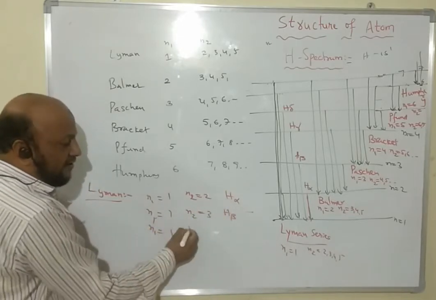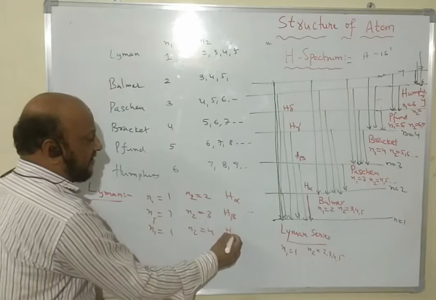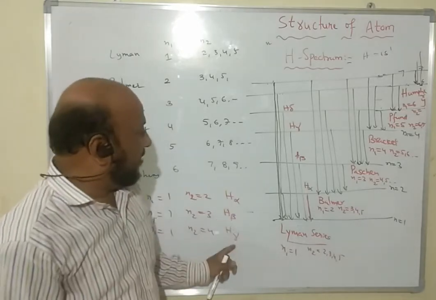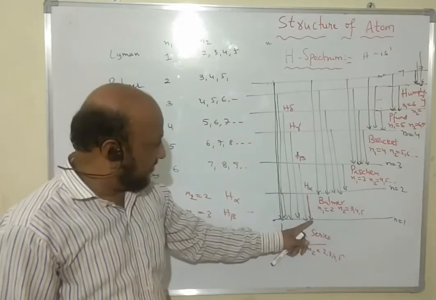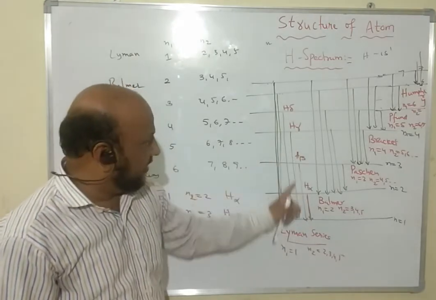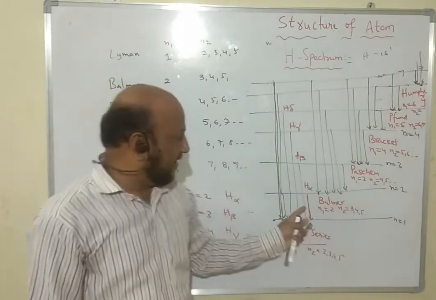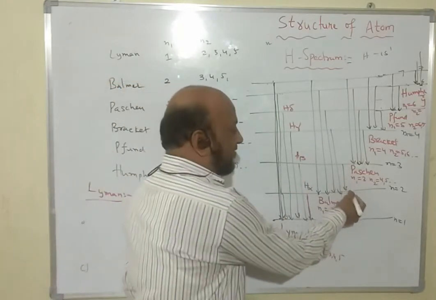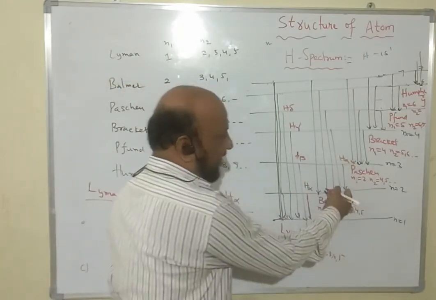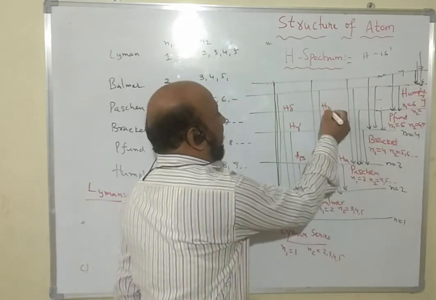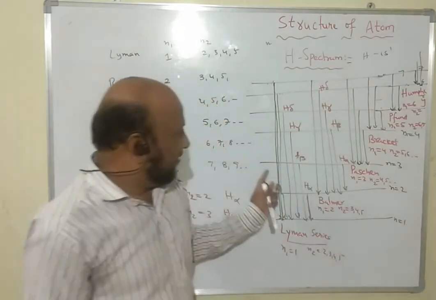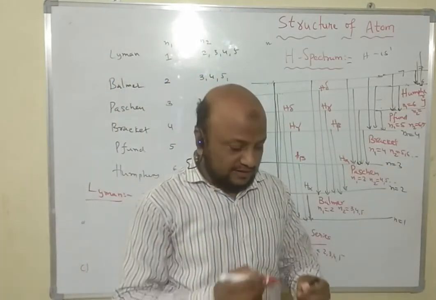N1 is equal to 1 and N2 is equal to 4 is called H gamma, like alpha, beta, gamma. So in Lyman series also, the first line is alpha, second line is beta, third line gamma and fourth line delta and so on in every series. In Balmer series also, it is H alpha, the first line, the smallest line. You see H beta, then H gamma and H delta, like that. We have also observed these lines.